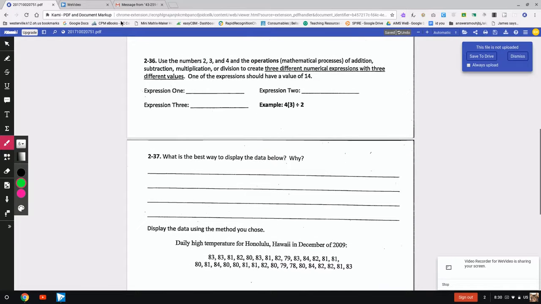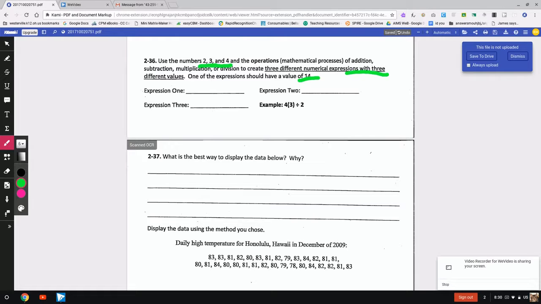236 here. So you're going to use numbers 2, 3, and 4. By using numbers 2, 3, and 4, you're going to do operations with addition, subtraction, multiplication, or division. 3 different numerical expressions with 3 different values. So you need at least 3 problems with 3 different values, except the one thing they are saying is that one needs to be 14.